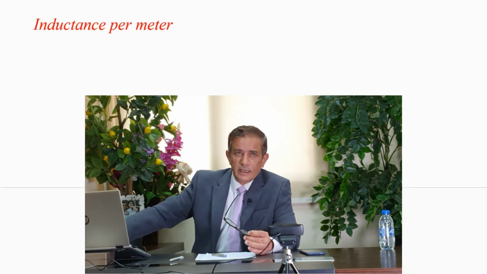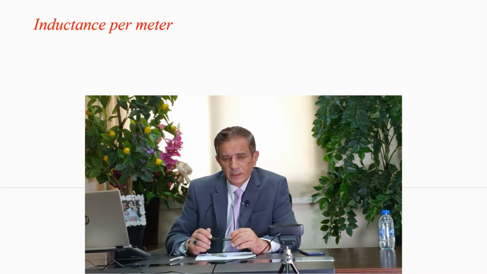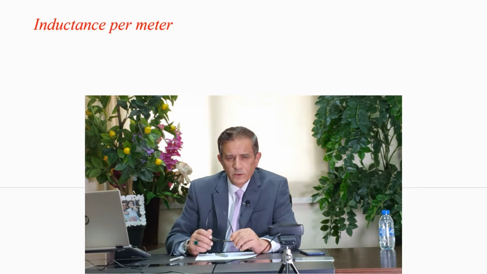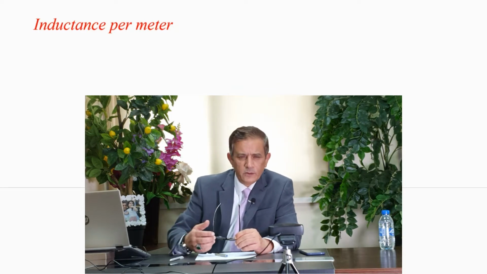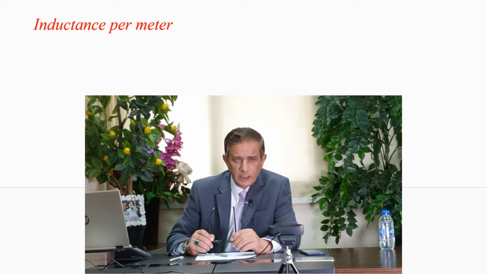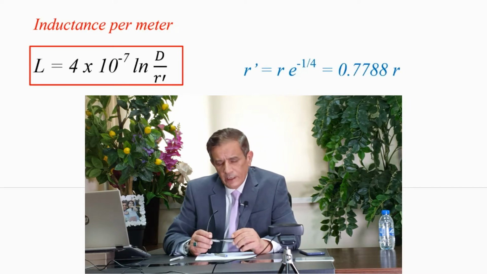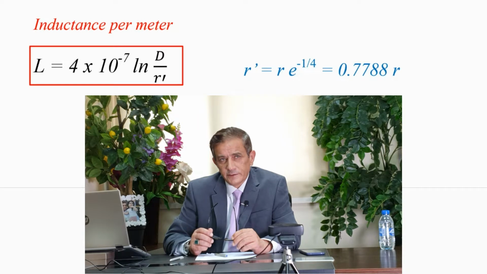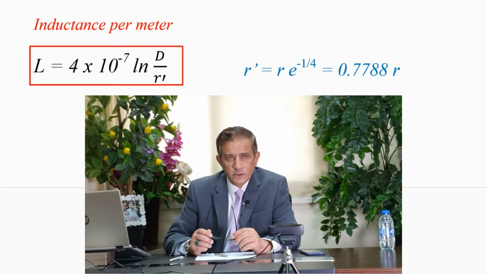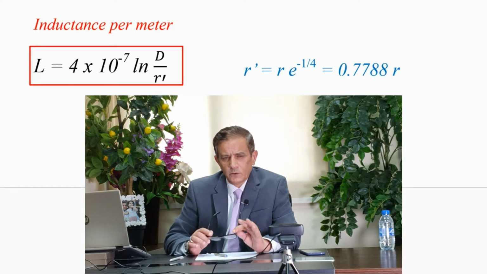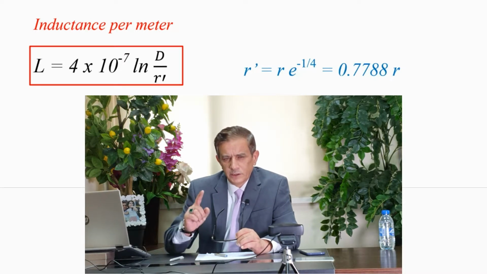Now, I need the inductance per meter. The first requirement is inductive reactance. I have to calculate the inductance per meter, the formula that we know. If I calculate it, then I multiply it by 2πf to get the inductive reactance. Well, this is the formula for the single phase. For three phase, it will be 2 times 10 to the minus 7. Here it's 4 times 10 to the minus 7 ln D over R dash. Well, this is all about it: all examples are about looking for D and R.